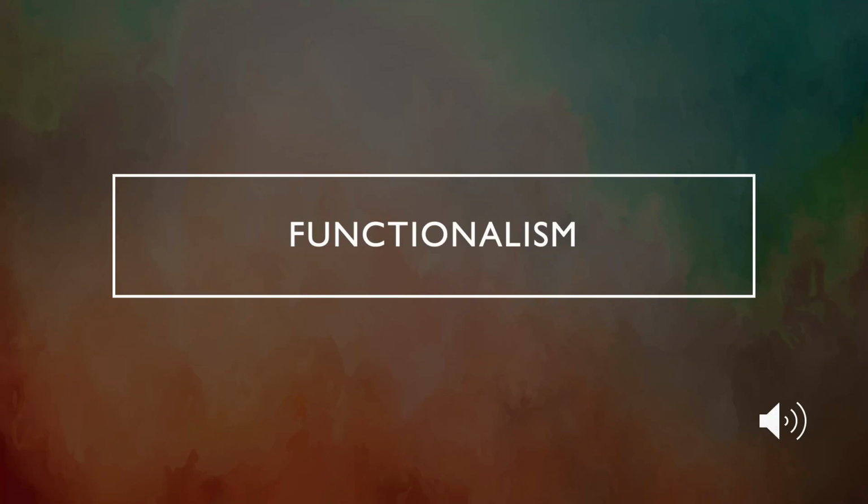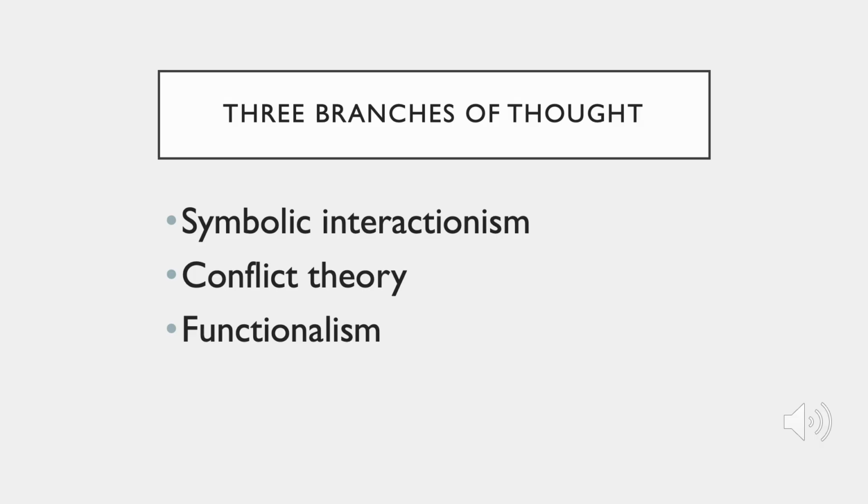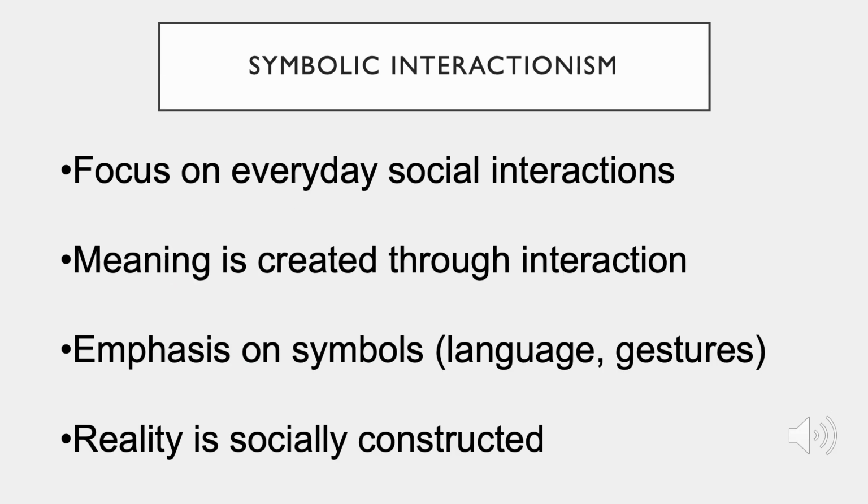Okay, so today we will be talking about functionalism. There are three branches of thought I would like to cover in this lecture. The first two we're going to cover very briefly because we've gone over them in previous lectures. So, symbolic interactionism, conflict theory, and functionalism.